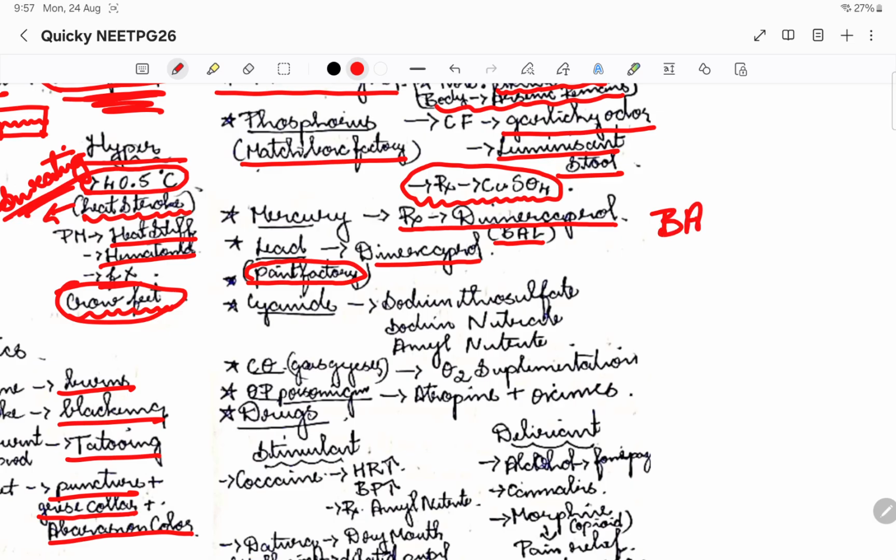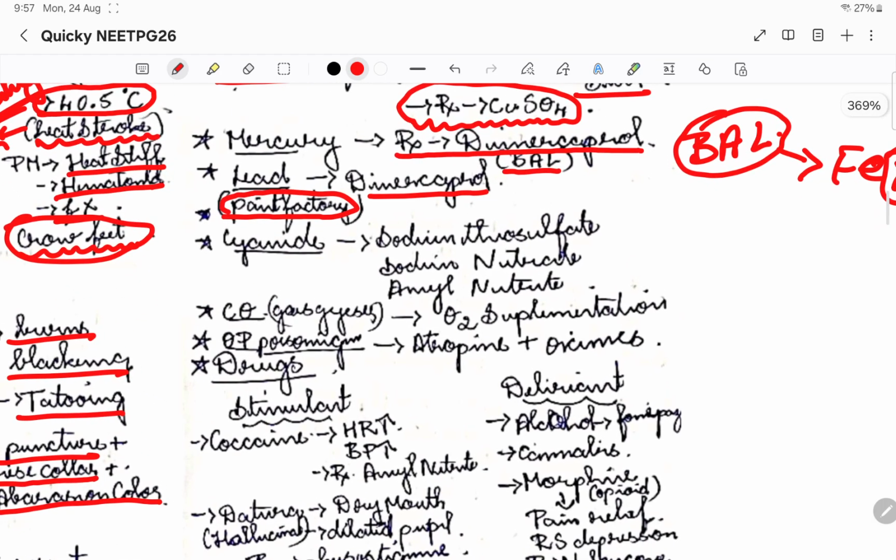Please remember the only place where you won't use dimercaprol is in iron poisoning. Iron, hemochromatosis and all, we don't use BAL. Please remember there is no BAL in iron poisoning. Fe poisoning, it is not there. So please remember that. Then coming to cyanide poisoning, you know that, right? A fast acting poison. For management we give sodium thiosulfate, sodium nitrite, and amyl nitrite.